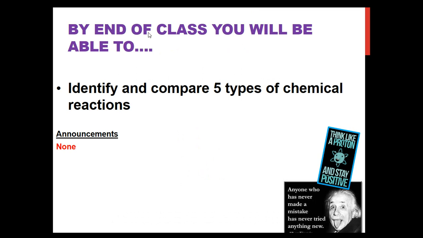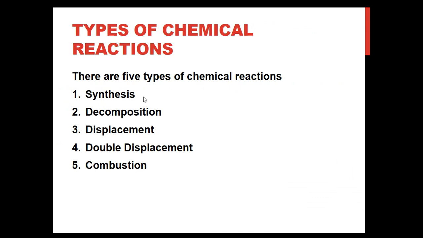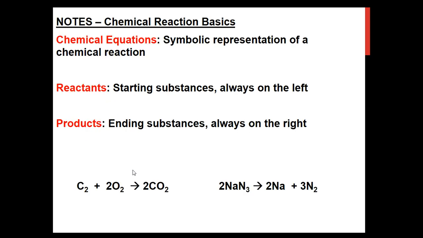so this is on the 5 types of chemical reactions. So here are the 5 types. We have synthesis, decomposition, displacement, also sometimes called replacement, double displacement or double replacement, and then combustion.